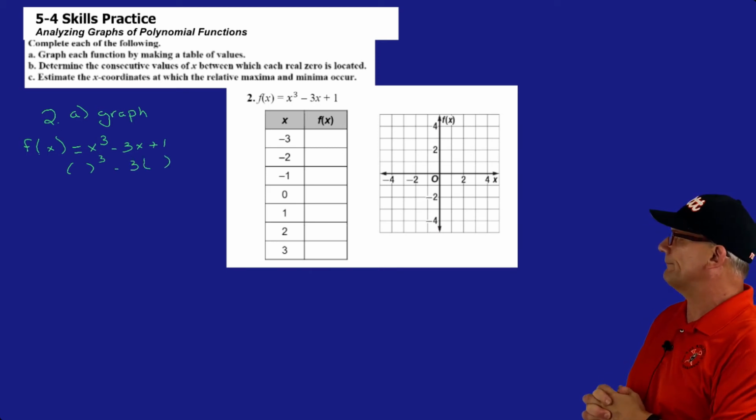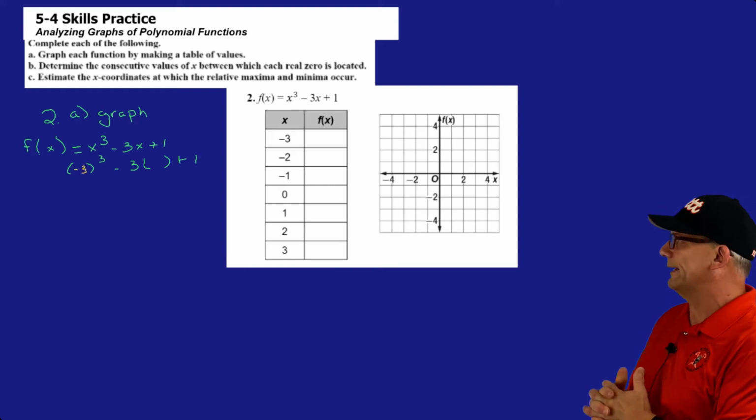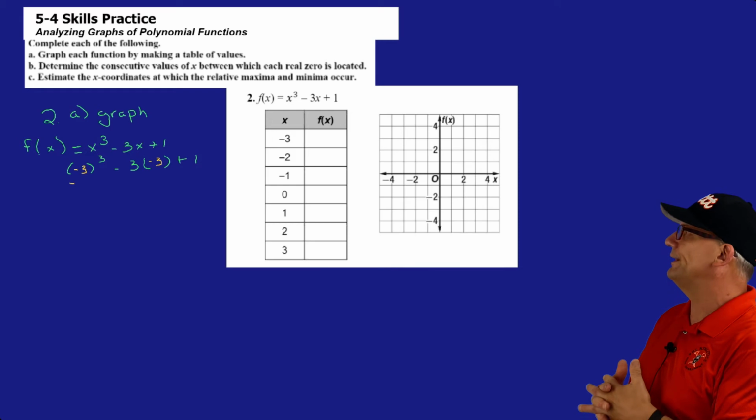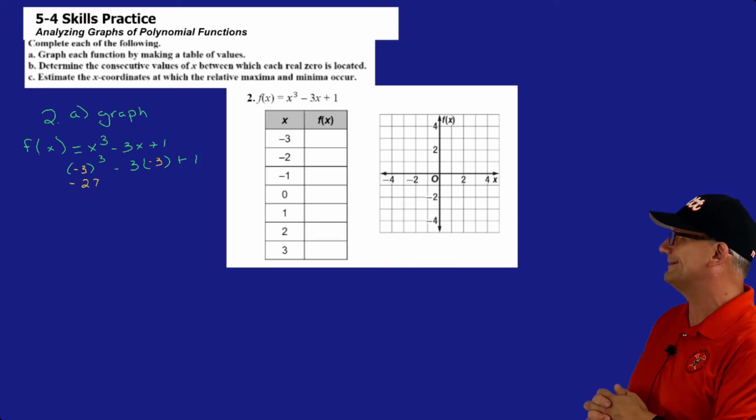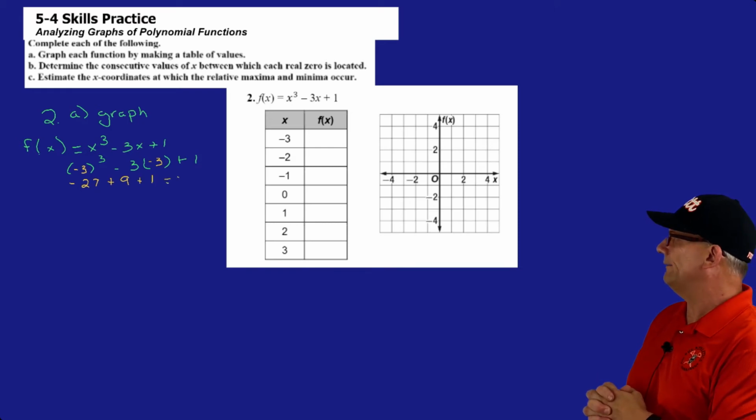So first one, -3 cubed is -27, minus 3 times -3. Well, that's going to be plus 9, right? Plus 1 is 10, so -27 plus 10, I see -17 in my future. And am I right?